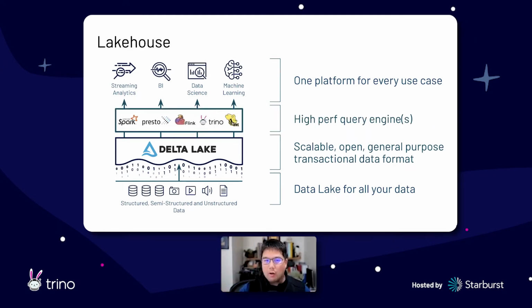And then on top of it, with Delta Lake, obviously we're going to showcase Trino today, but that's the call out: the high performance query engine that talks to Delta Lake in order to give you the best of both worlds. You need these two concepts. You need Trino for the high performance query engine, and you need Delta Lake to give you that scalable, general purpose transactional data format.